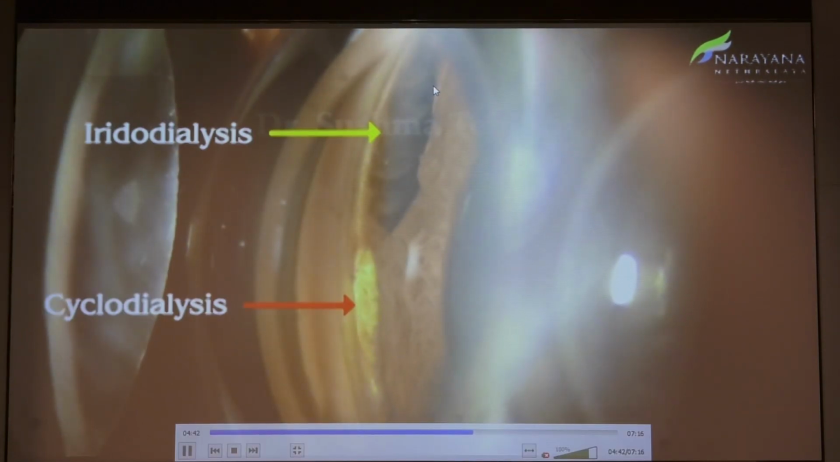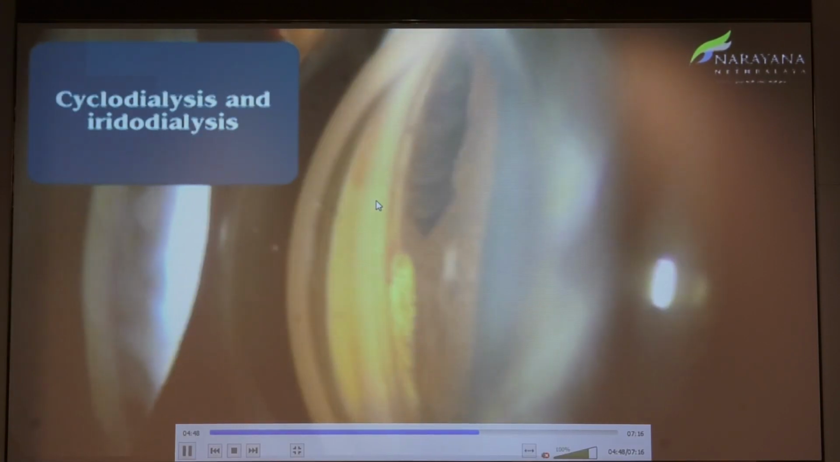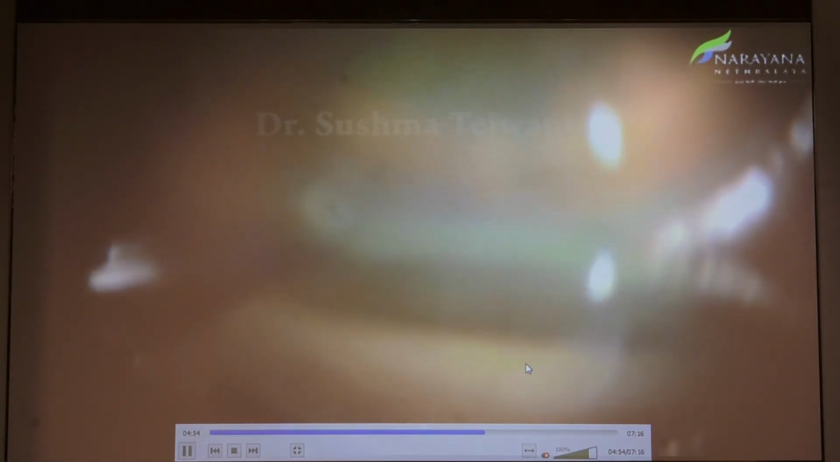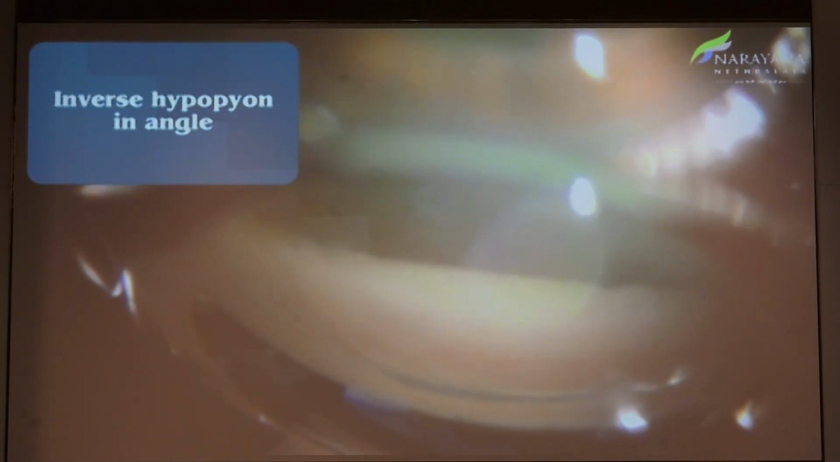And these are iridodialysis and cyclodialysis. This is how it looks when you do gonioscopy. Both the things you can see in the same patient incidentally. Here you can see the silicone oil bubbles in the superior angle, which can indicate the cause of glaucoma in a patient who has undergone vitrectomy.